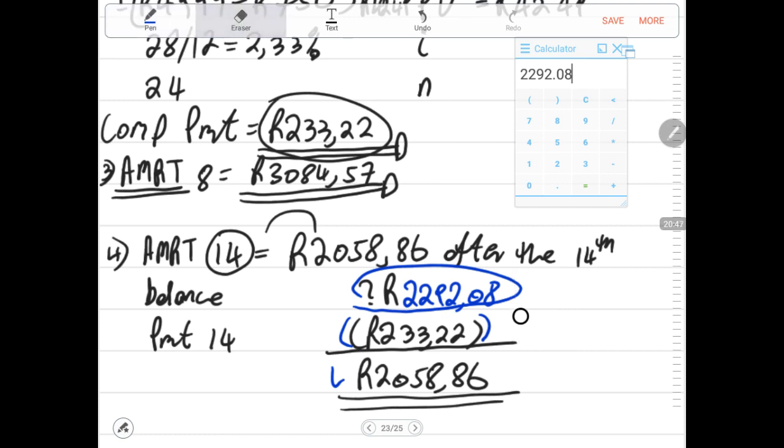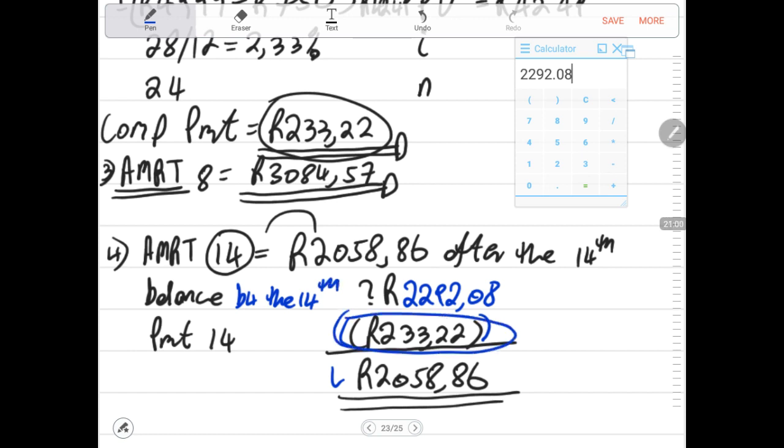So now what are we looking for? We're looking for the balance before the 14th payment. There we said minus the 14th payment. But remember how we did it? We calculated the balance after the 14th payment. Hence we said amount 14, and it gave us the balance after the 14th payment. And we said no, the 14th payment reduced the balance. So now we know how much was paid. We can just add back the amount that was paid.